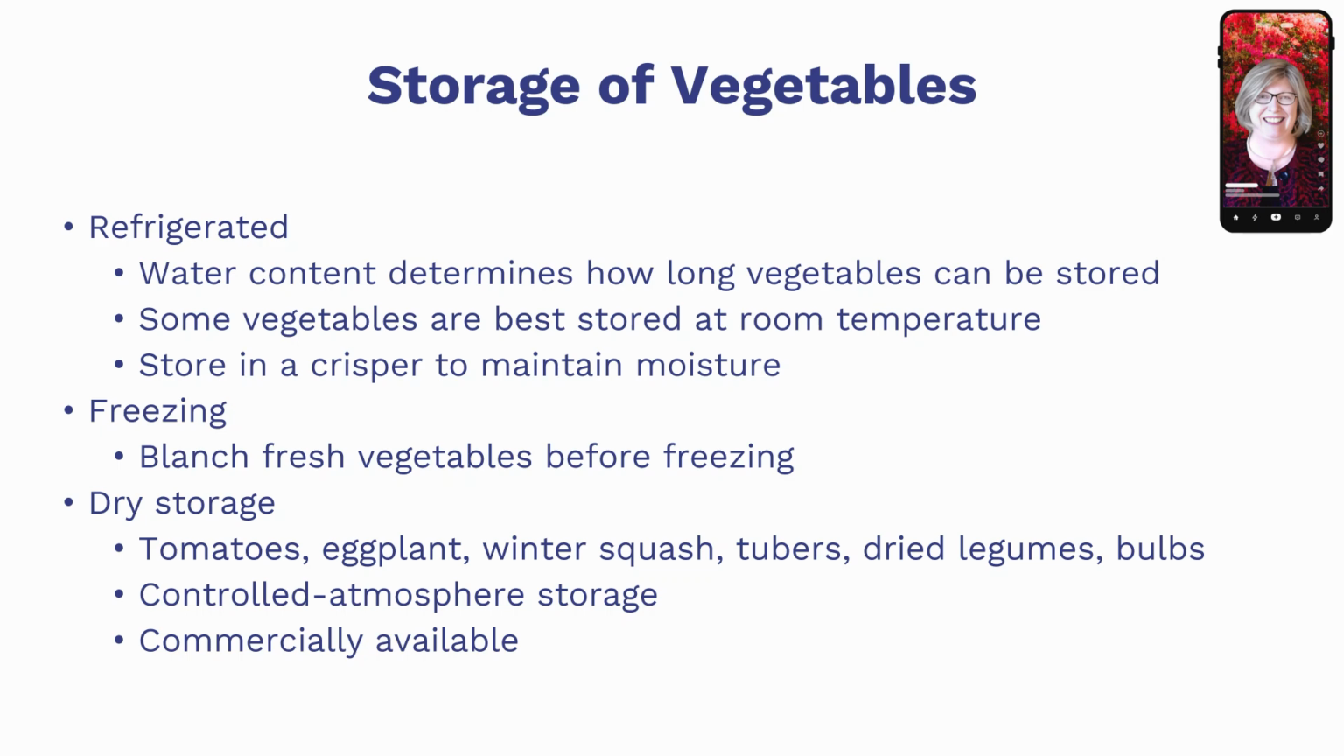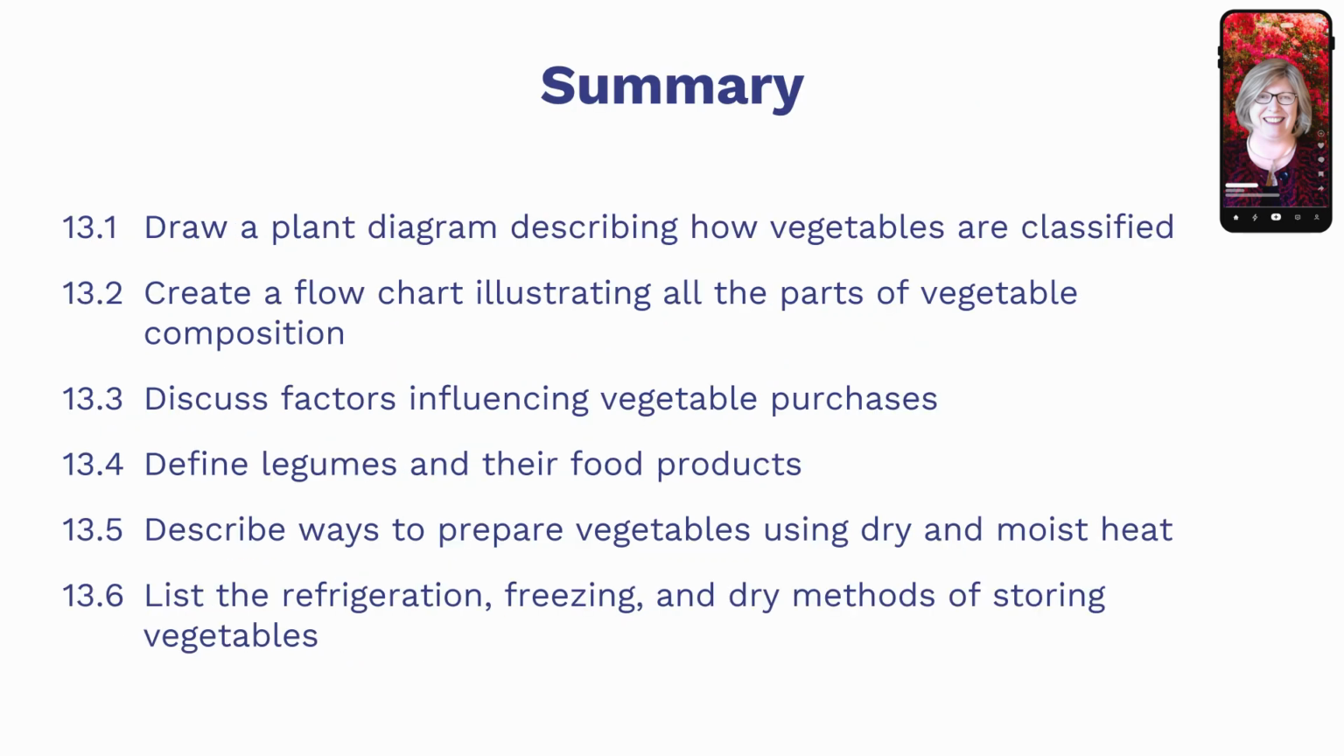If you're going to freeze fresh vegetables, you want to blanch them first, and dry storage is appropriate for tomatoes, eggplant, winter squash, tubers, such as potatoes, dried legumes, and bulbs. We also have controlled atmosphere storage, and that is a type of packaging that limits the oxygen access to the vegetable. So in summary, we talked about drawing a plant diagram describing how vegetables are classified.